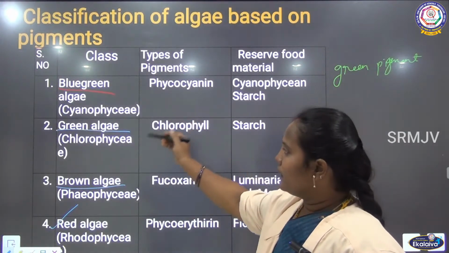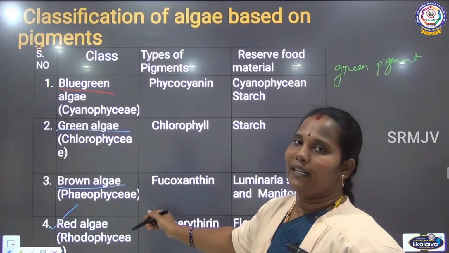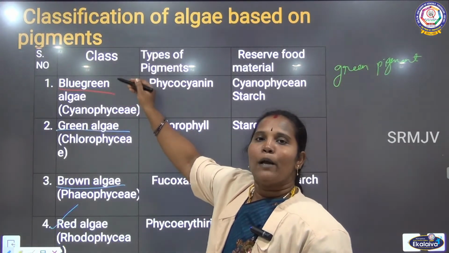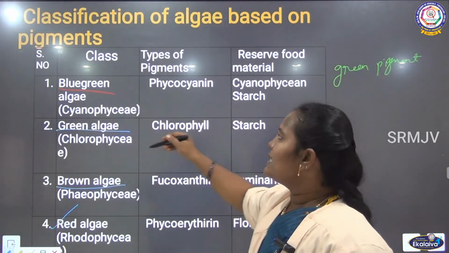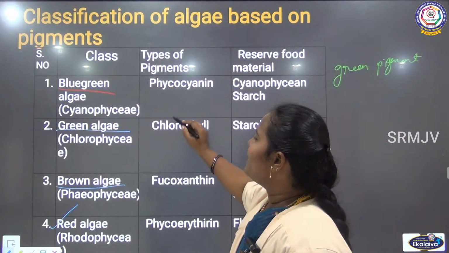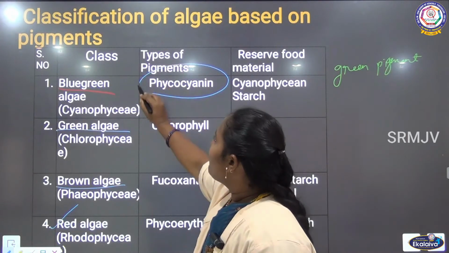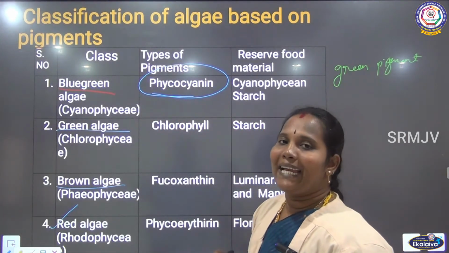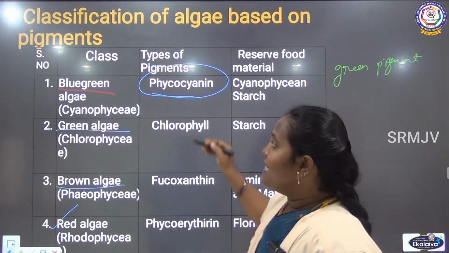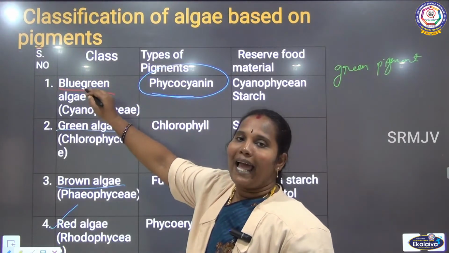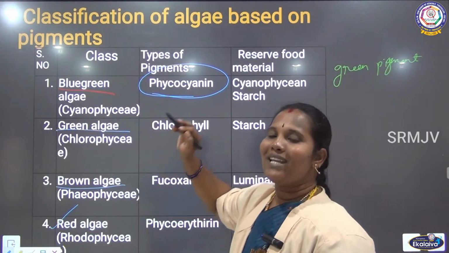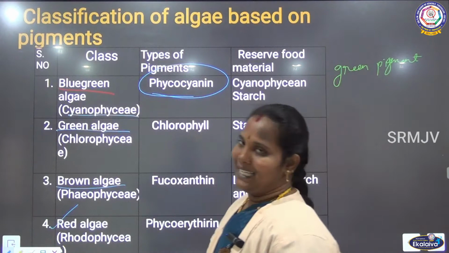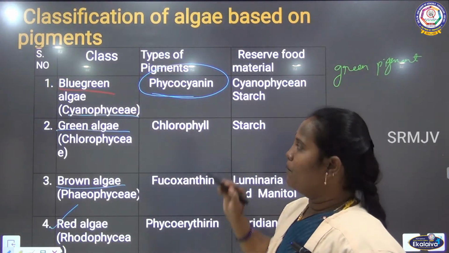Blue green, green, brown, red. Clear? Okay. Some algae look blue green because, instead of chlorophyll, they have the phycocyanin pigment. That's why these algae look blue green. Clear? What is the example for the blue green algae? Cyanophyceae is the example for the blue green algae.